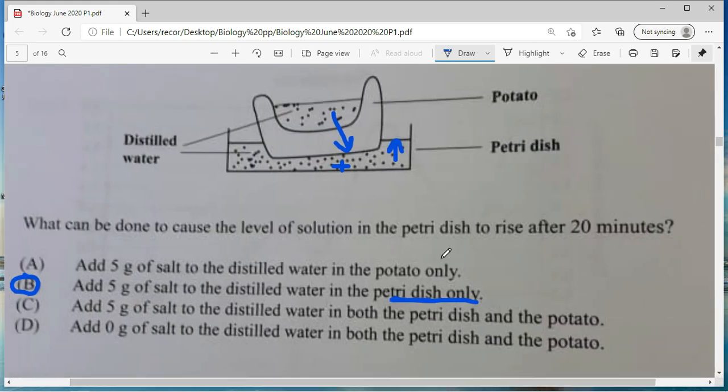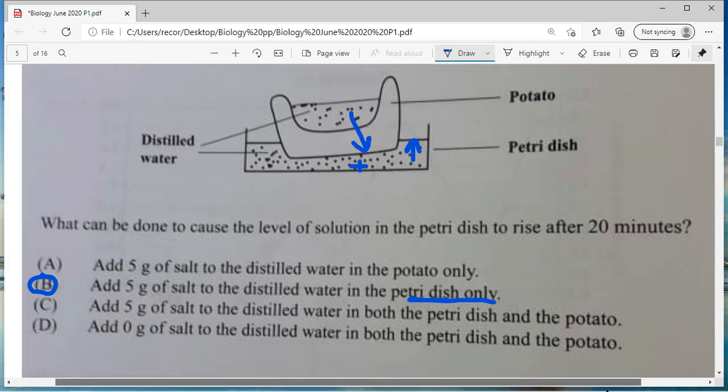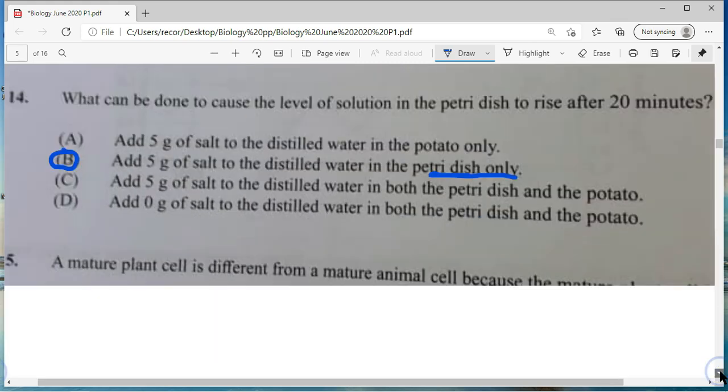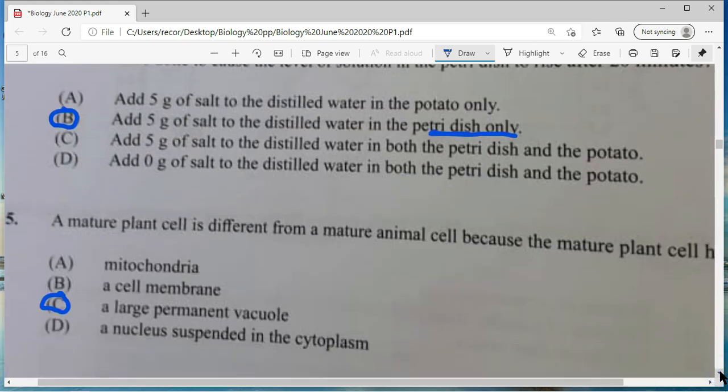So if we were to add some salt to the petri dish, then the salt concentration in the petri dish would be higher. Now the water concentration in the potato, however, would be higher. So you're going to have more salt particles in the petri dish. So the water is going to move through the membrane of the potato into the petri dish, and that is of course going to cause the water level in the petri dish to rise. All right, so the water in the petri dish will rise and that in the potato will decrease. So B is the most suitable answer here. 5 grams of salt to the distilled water in the petri dish only. B being the most suitable answer.